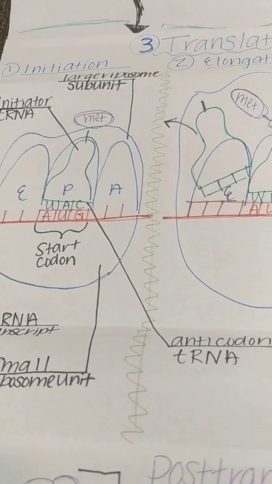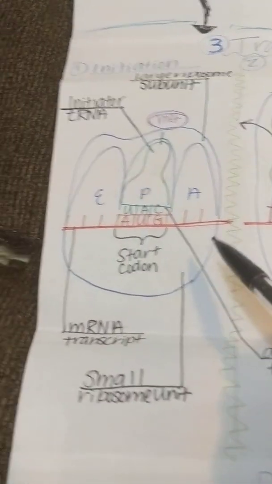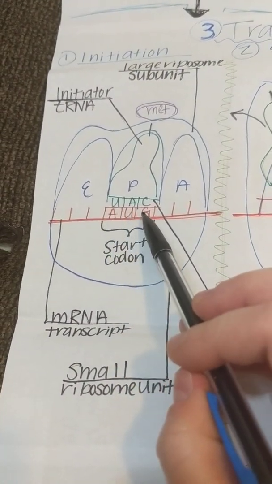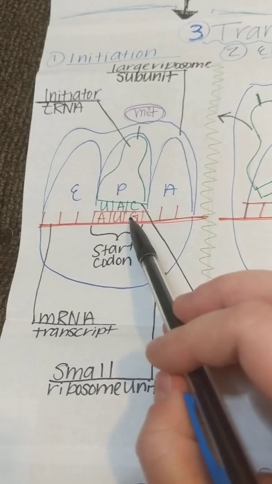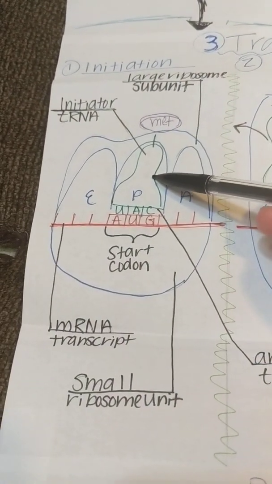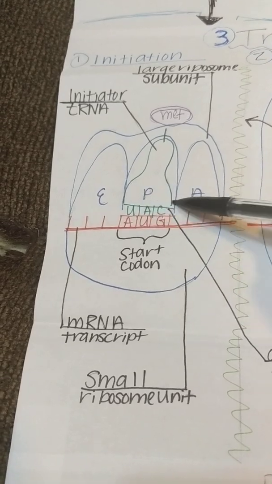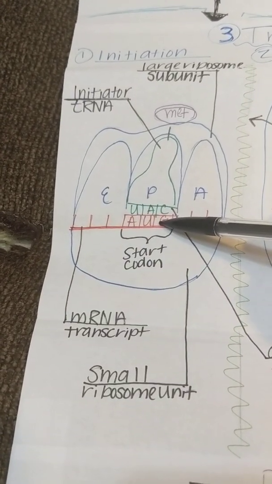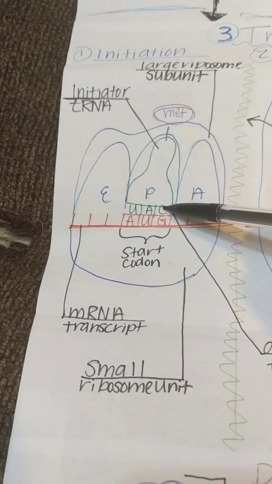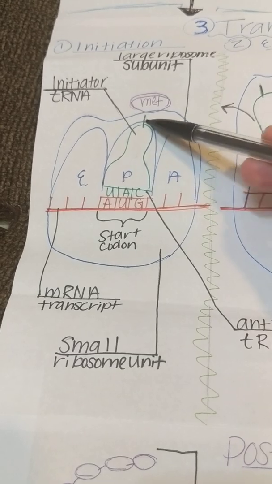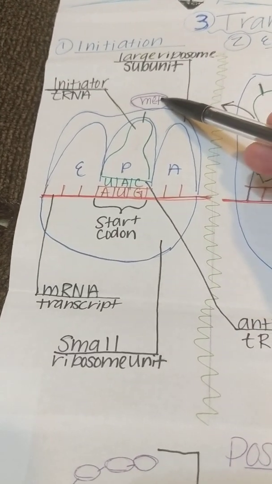And mRNA is read by codons. So right here is the mRNA, which are 3 sequences of nucleotide bases. And the tRNA is this here, which reads these codons with complementary bases called anticodons. Each tRNA has its own specific amino acid attached to it.